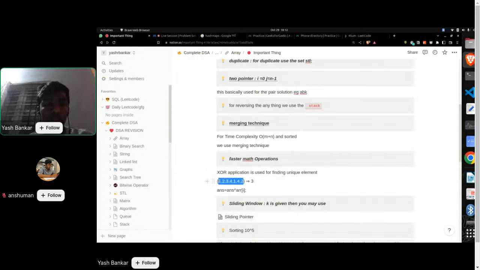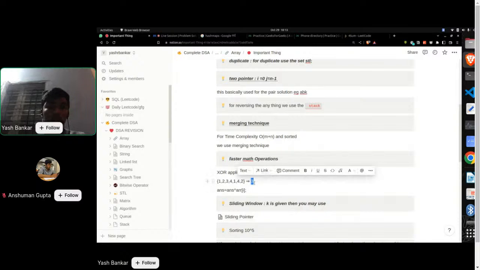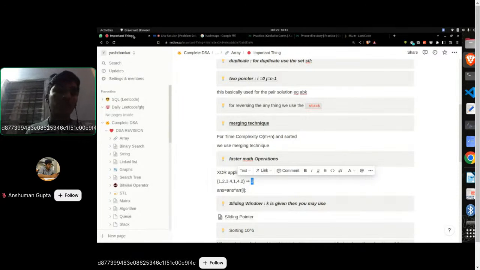So what does the XOR operator actually do? If the operator gets the same number, it cancels out directly. This one and this one get cancelled out, these two and these two get cancelled out, this 4 and this 4 get cancelled out, and you will get the answer 3. So your question was to find the unique element in this array. It can be easy level on a different platform or medium level as well, based on the time complexity constraint.